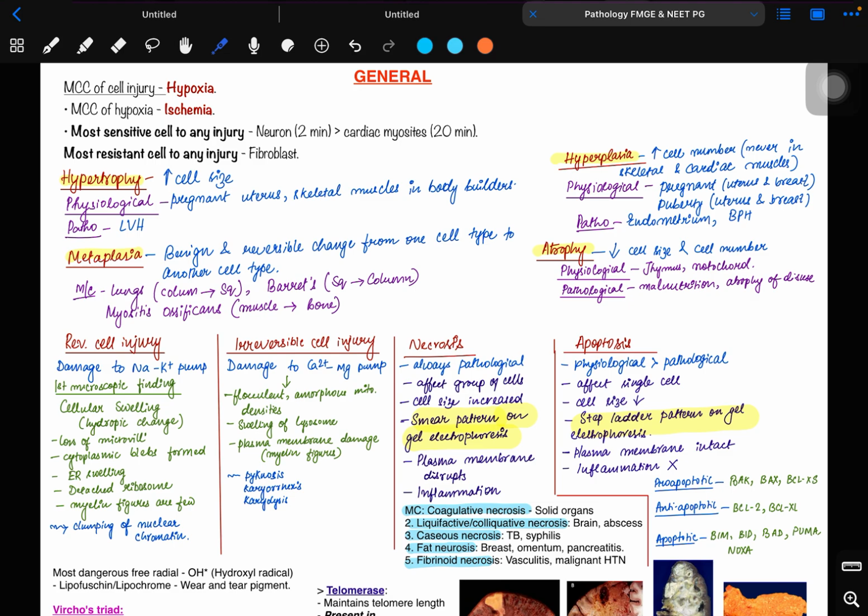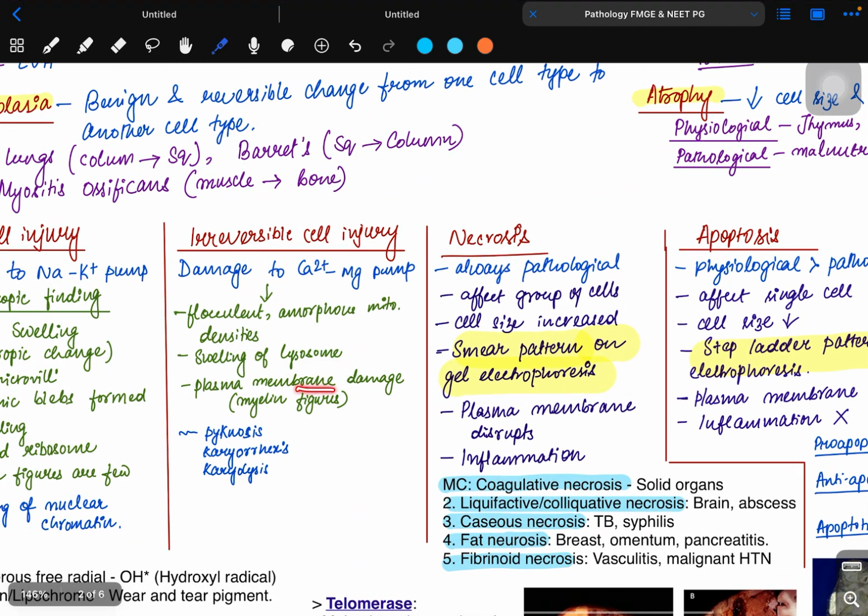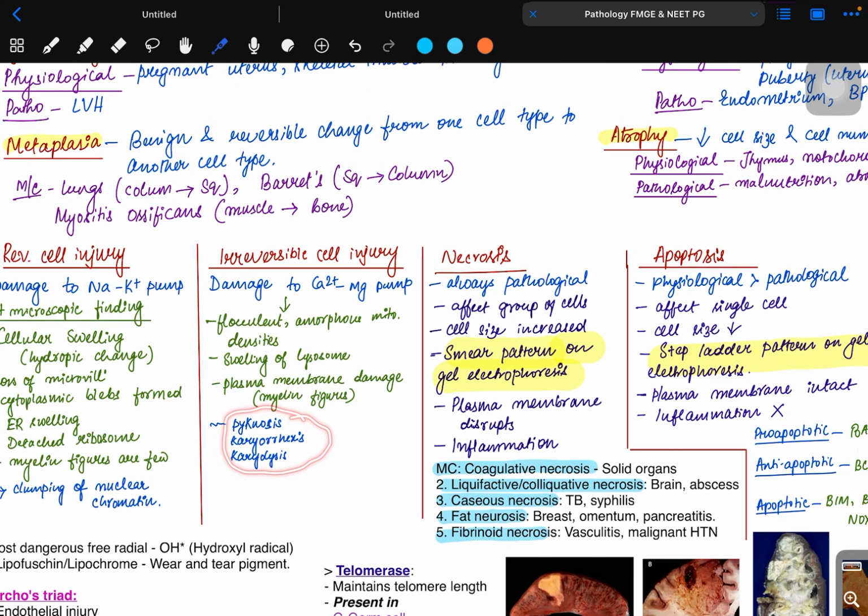In reversible cell injury, the first microscopic finding will be cellular swelling, the hydropic change. Due to hydropic change, there will be cellular swelling. There will be loss of microvilli. Cytoplasmic blebs will be formed. There will be endoplasmic reticulum swelling, detached ribosomes, and myelin figures are few in number. There is also clumping of nuclear chromatin. And in irreversible cell injury, we will find flocculent amorphous mitochondrial densities, swelling of lysosome, plasma membrane damage, and there will be a lot of myelin figures. We will find pycnosis, karyorrhexis, and karyolysis.